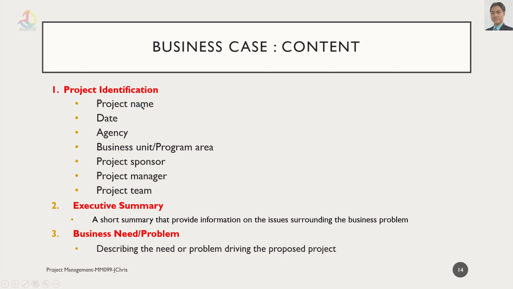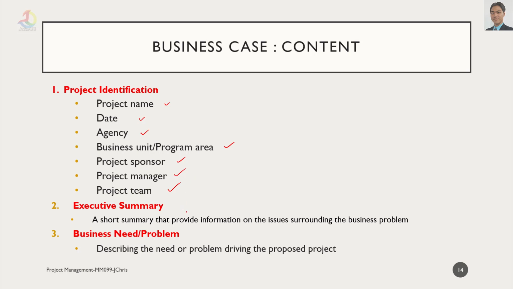Now, in the project identification, there will be information such as what is the project name, the date, the agency, or the project managers or the third-party agency that is being hired to do the project, business units, program area of the project, who's the sponsor of the project, who's the manager, and the team for doing the project.